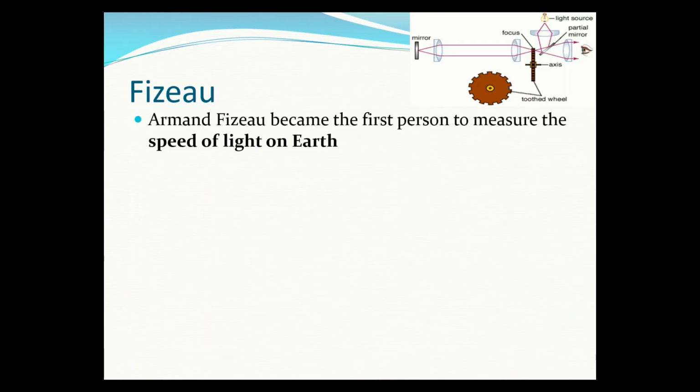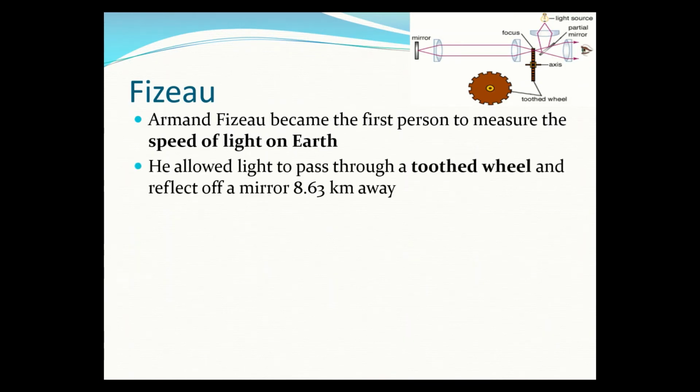So Armand Fizeau became the first person to measure the speed of light on Earth. He allowed light to pass through a toothed wheel and reflect it off a mirror 8.63 kilometers away. So he's increasing his distance, right?